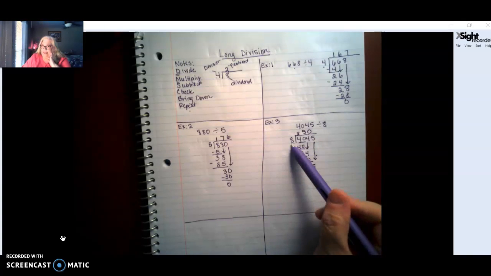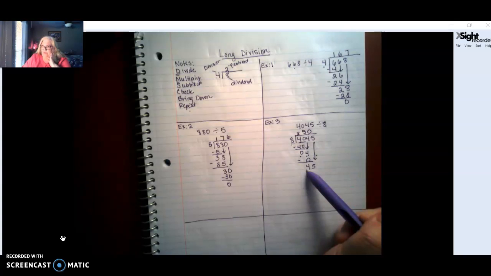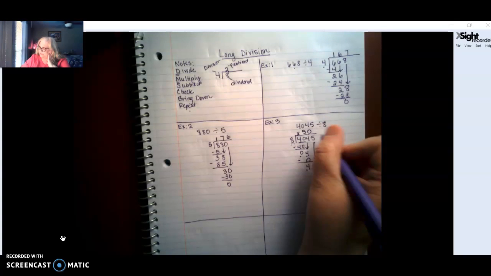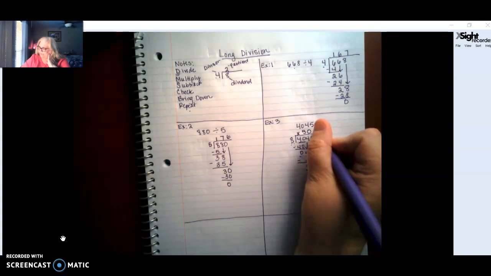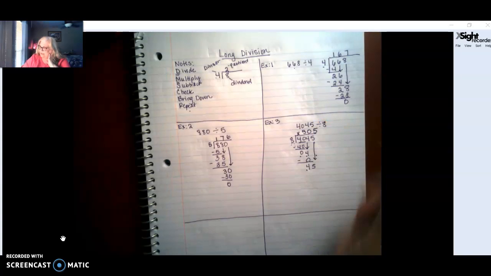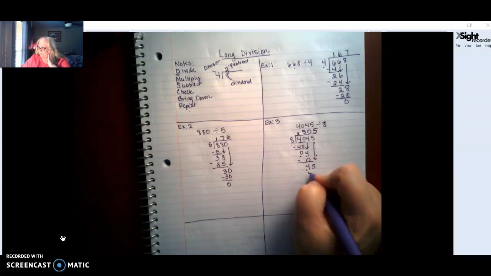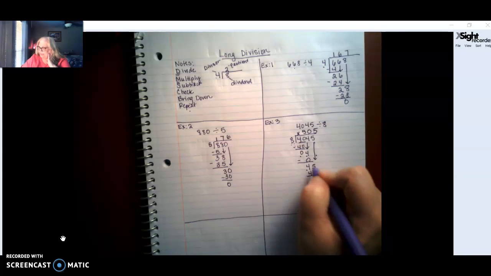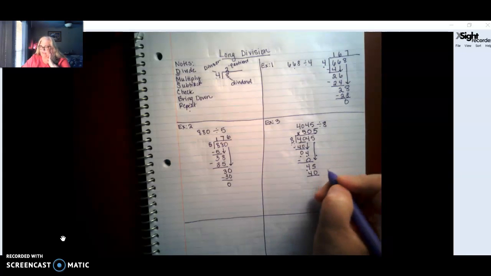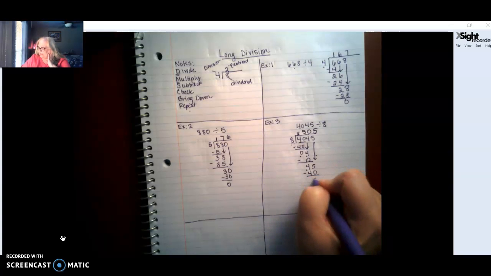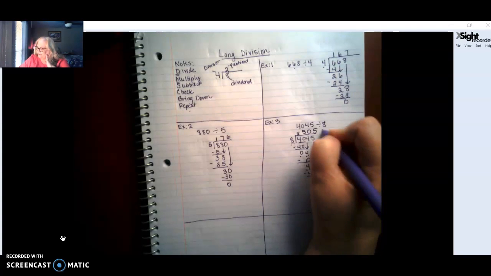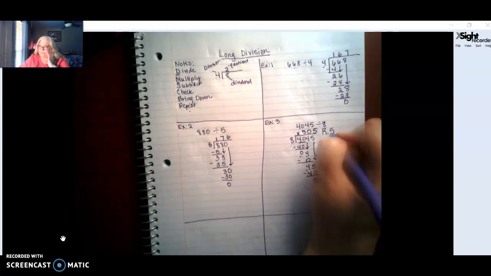How many times does 8 go into 45 without going over? It goes in 5 times. 8 times 5 is 40. And then I subtract. 45 minus 40 is 5. So then that's a remainder of 5.